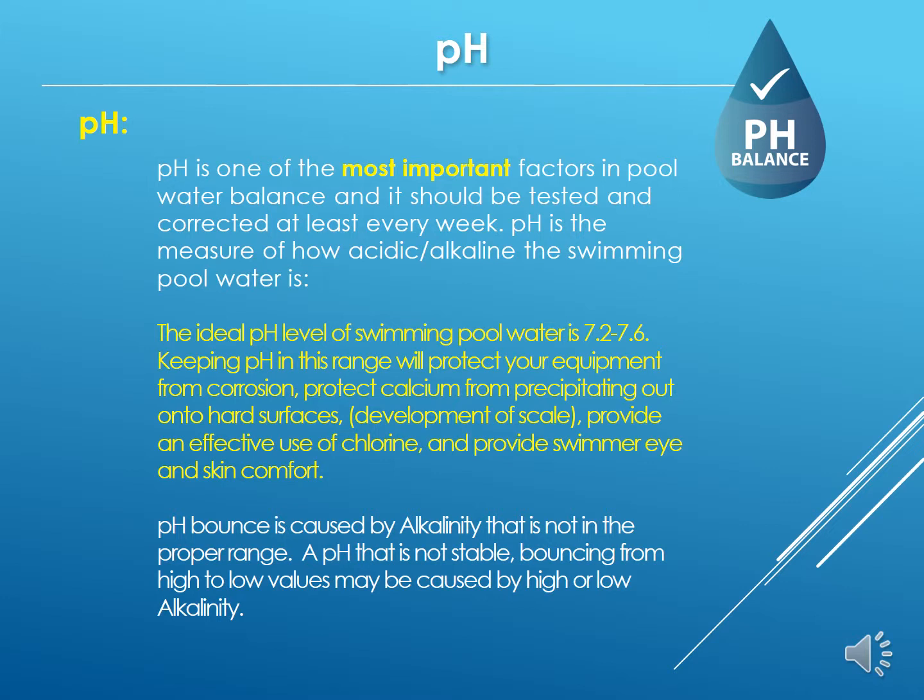Keeping the pH in this range will protect your equipment from corrosion and keep calcium from precipitating out and sticking to hard surfaces, causing scale. It can provide a more effective use of chlorine and provide swimmer eye and skin comfort. pH imbalance is caused by alkalinity that's not in the proper range. If the pH is unstable, you will test it one day, it'll be high, the next low, and then back high again. Those bouncing around values could be due to high or low alkalinity.